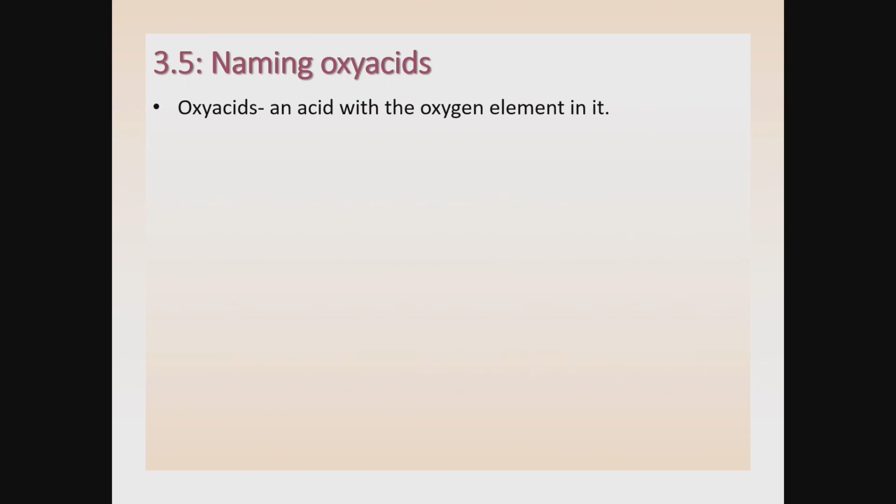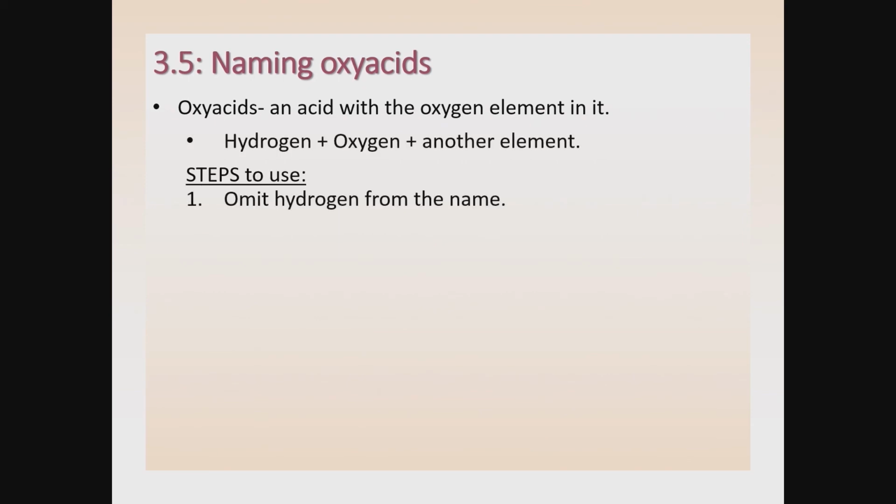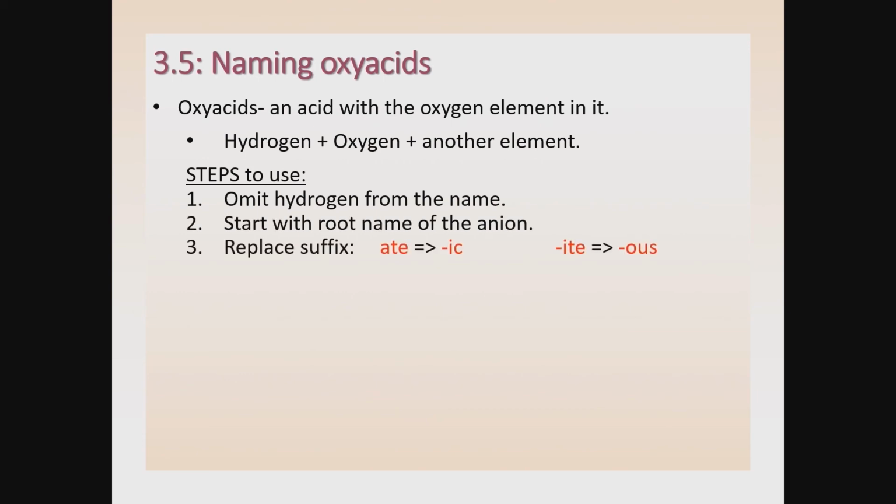An oxyacid is an acid with an oxygen element in it, along with the H in front. When you name an oxyacid, it's a little different than a binary acid. Remember, with the binary acid, you include the word hydro. With the oxyacid, you don't mention hydrogen. You look at the root of the anion. If the anion ends in ate, you change that to the suffix ic. If the anion ends in ite, you change that to the suffix ous. Then the final name includes the word acid at the very end.